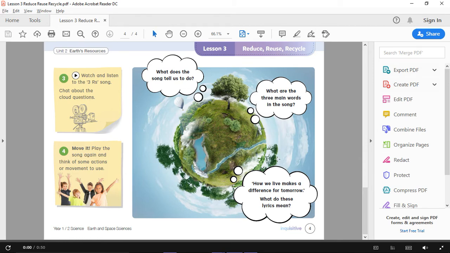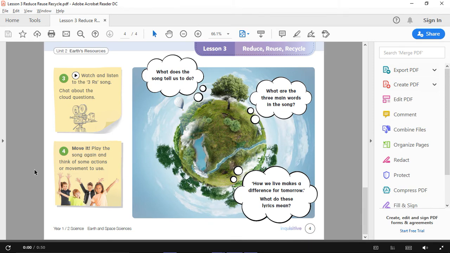Okay, and welcome back. Alrighty, so we've got one more little activity that you can do if you want to get yourself moving now. It says move it. Play the song again and think of some actions or movement to use. So the song is only 50 seconds long, so you're not going to have to think of too many actions. You could freestyle dance to this if you want, or you can think of some actions that might match the words.